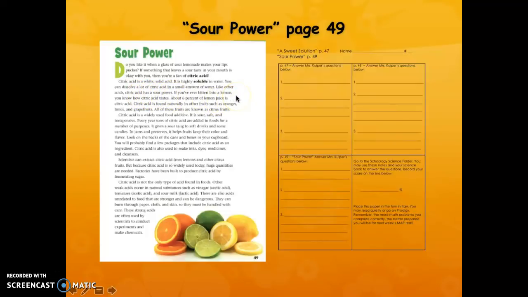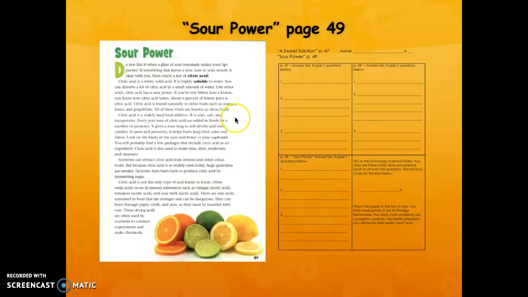Like other acids, citric acid has a sour power. If you've ever bitten into a lemon, you know how citric acid tastes. About 6% of lemon juice is citric acid. Citric acid is found naturally in other fruits such as oranges, limes, and grapefruits. All of these fruits are known as citrus fruits. And then you can see the word citrus, citric. Citric acid is a widely used food additive. That means it gets added to a lot of foods. It is sour, safe, and inexpensive.